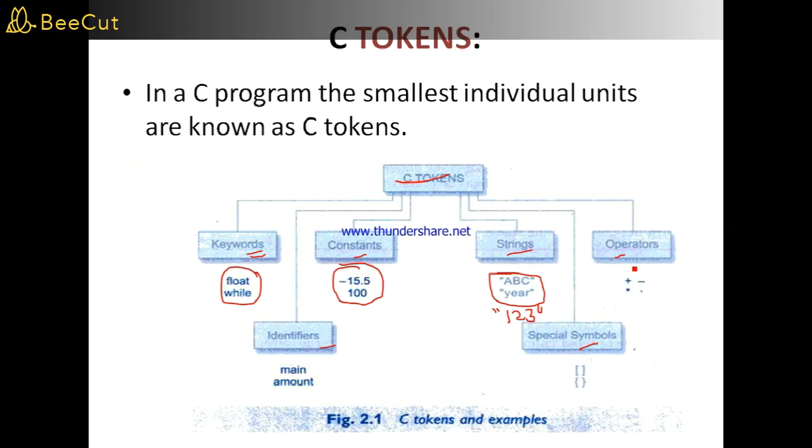Then followed by, we have operators. So operators are the basic arithmetic operators: plus, minus, multiplication, and usually a division symbol. Then also dot. Many more symbols are there, we'll discuss them later.